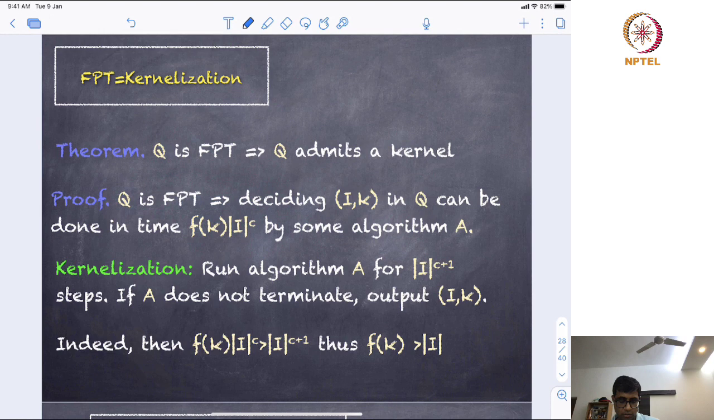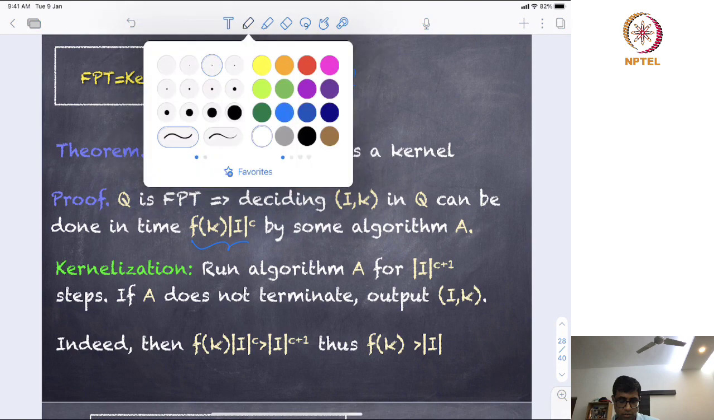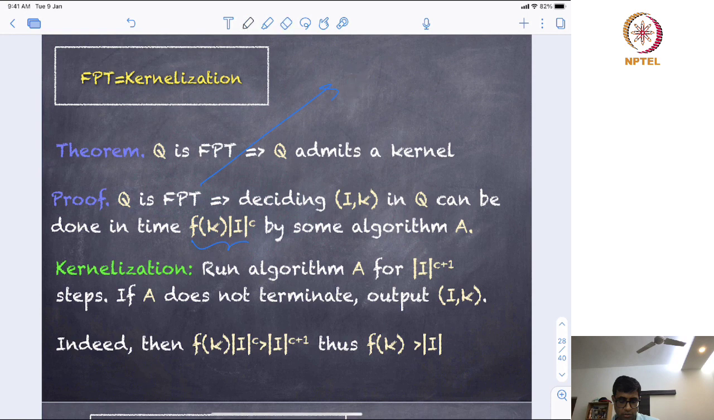What about this? It is nice that even the reverse holds: if Q is FPT, then actually Q admits a kernel. Why? Suppose Q is FPT, which implies you can decide whether (I, k) belongs to Q in time f of k times |I| to the power c, by some algorithm A. But remember, this is why FPT is computable. This f by definition is a computable function. Computable function means there is a Turing machine which, given k, can write f of k.